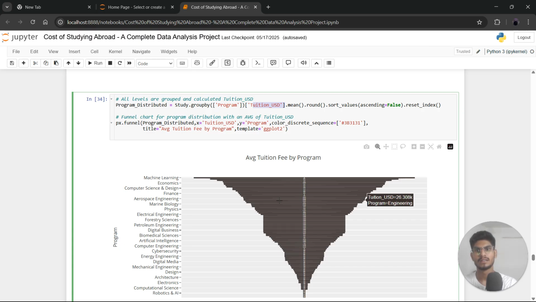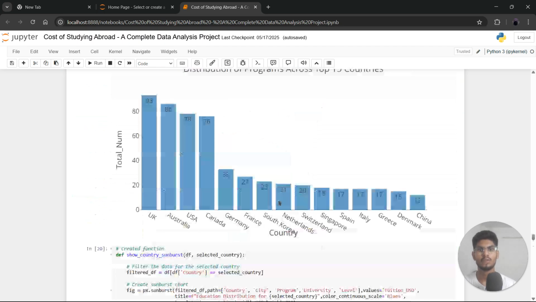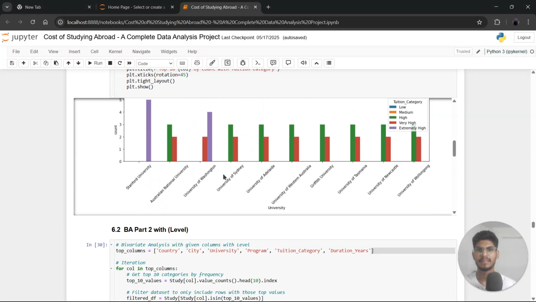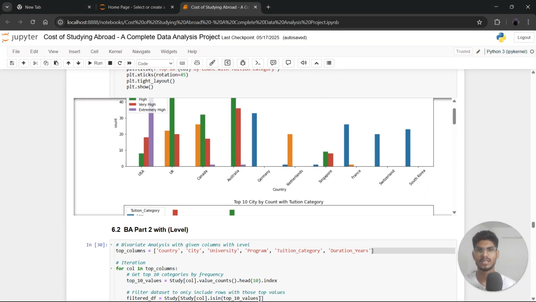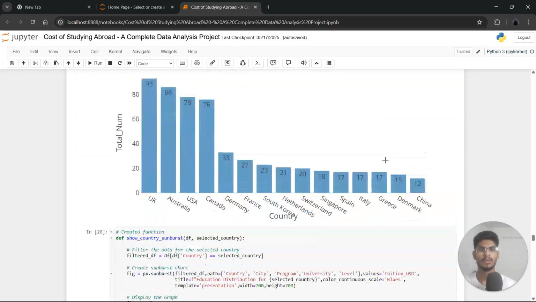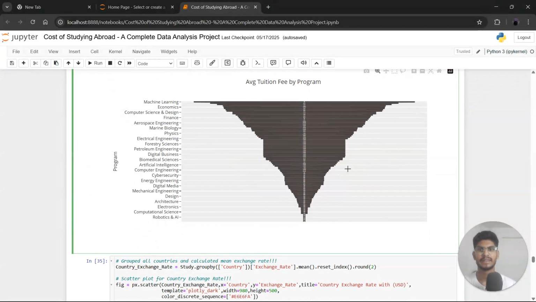Why am I using this? I'm using Plotly Express. What it is doing is creating interactive dashboards. So if we go above, I have created these graphs by using Seaborn. If I hover over them, I won't be shown any kind of data, but with Plotly Express, that's the interactive one.